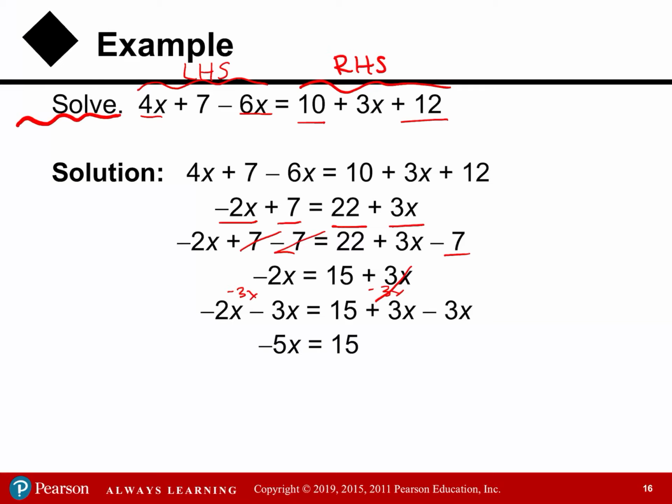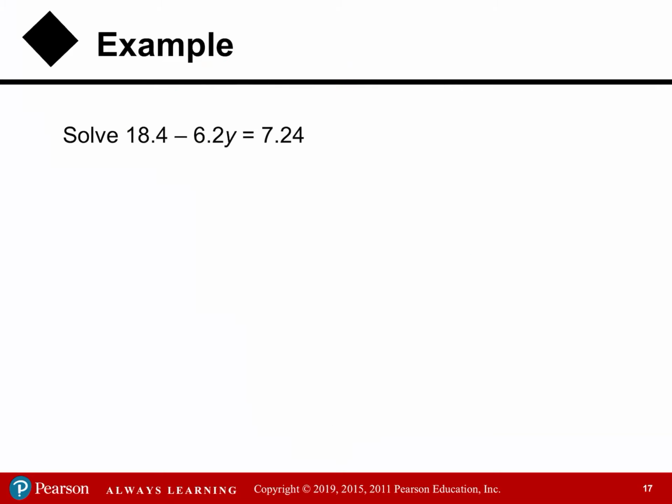Last piece, let's go ahead and divide by negative 5. Negative 5 divided by negative 5 is 1. 15 divided by negative 5 gives us negative 3. So x is negative 3.